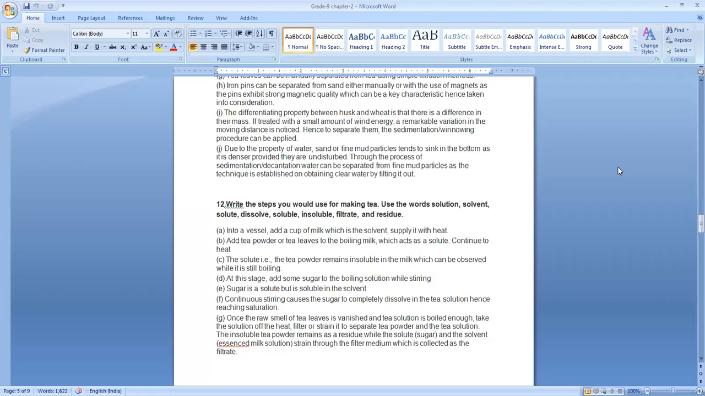Write it fast, children, because we have to start the lesson also. We were in continuation with the lesson, atoms and molecules.